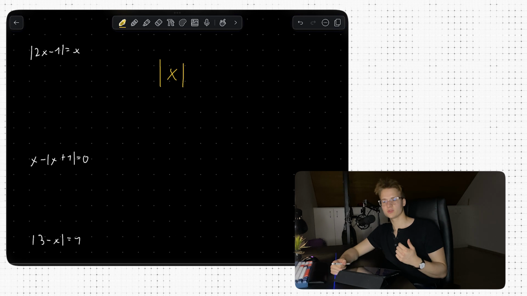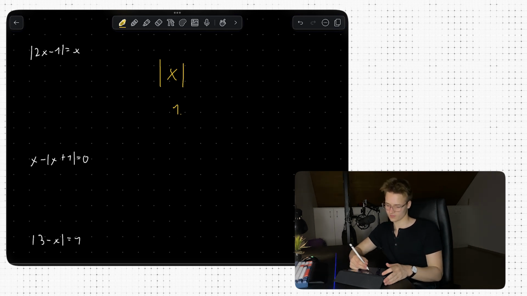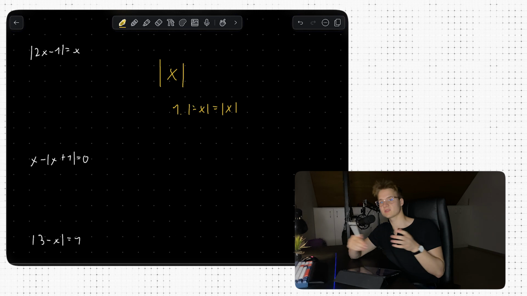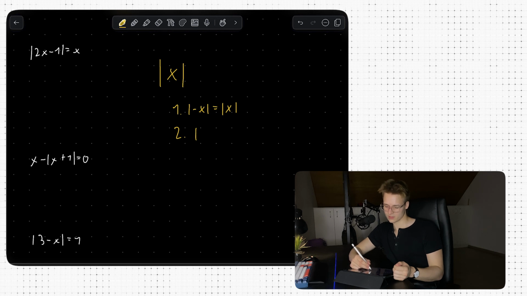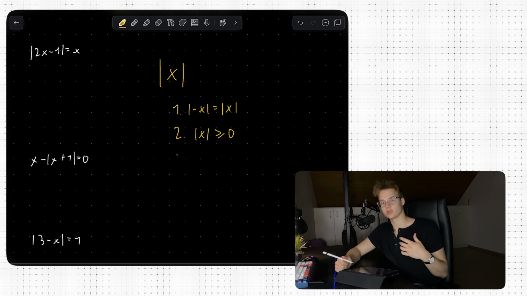First, the magnitude cannot be negative. It can be at least 0. That's the lowest it can be. But it cannot be less than 0. So the first rule is that the absolute value of negative x is the same as the magnitude of x. Okay, because we're just looking at the size, we don't care about the direction, and the negative sign implies direction. Second, the absolute value of x is always greater than or equal to 0, so it cannot be less than 0.